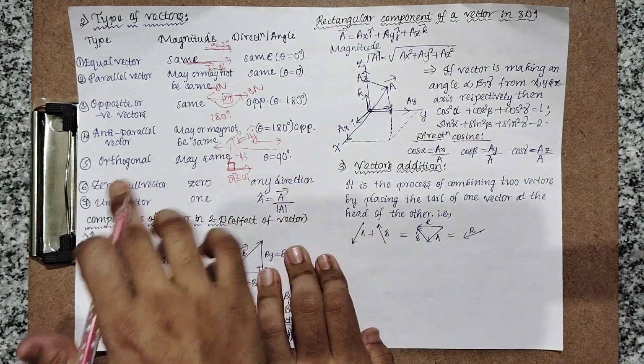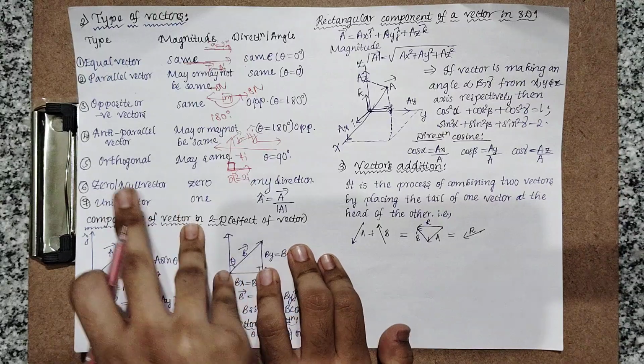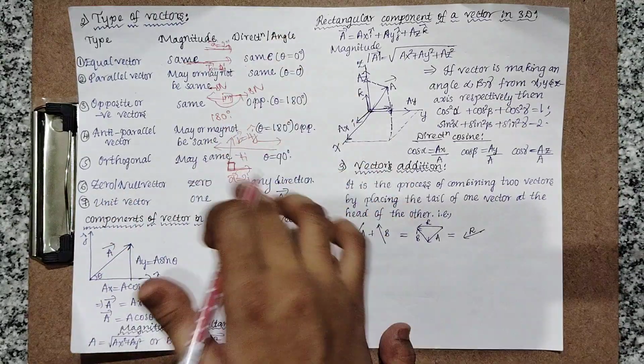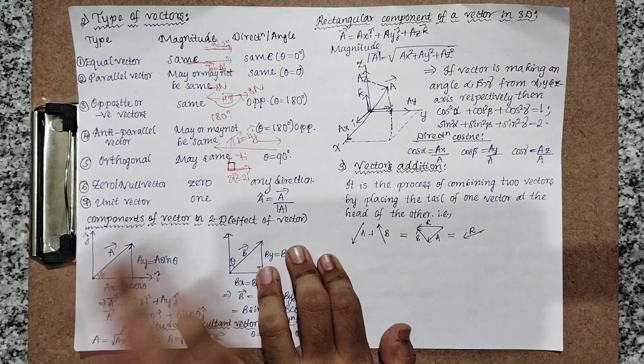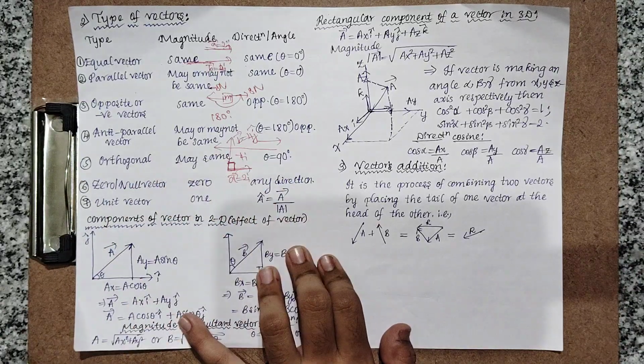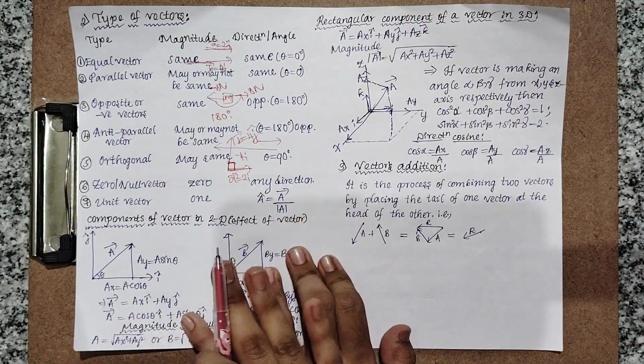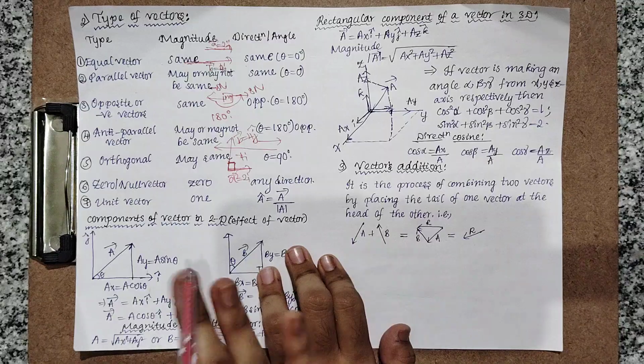And now coming to zero or null vector. Here the magnitude is equal to 0, and we should not say that a zero or null vector doesn't have any direction. Saying it doesn't have direction is wrong. It can have any direction. You have to say that a zero or null vector can have any direction. No direction is senseless. Any direction.